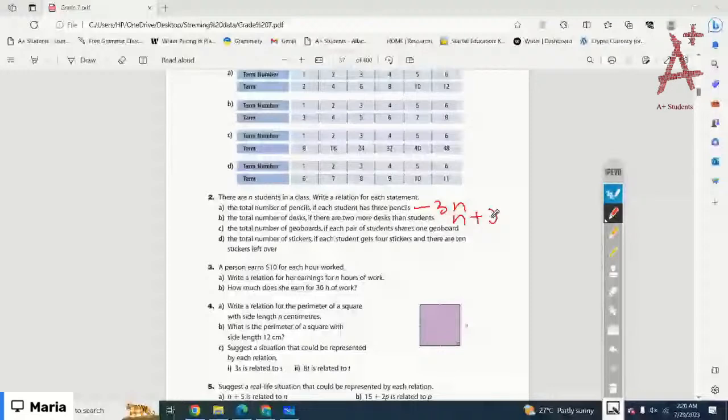Okay, the next one is the total number of geoboards if each pair of students shares one geoboard. Like two students are using one geoboard. Got it? So if n is the students, that means n divided by 2. The students divided by 2 equals the number of geoboards. Got it?